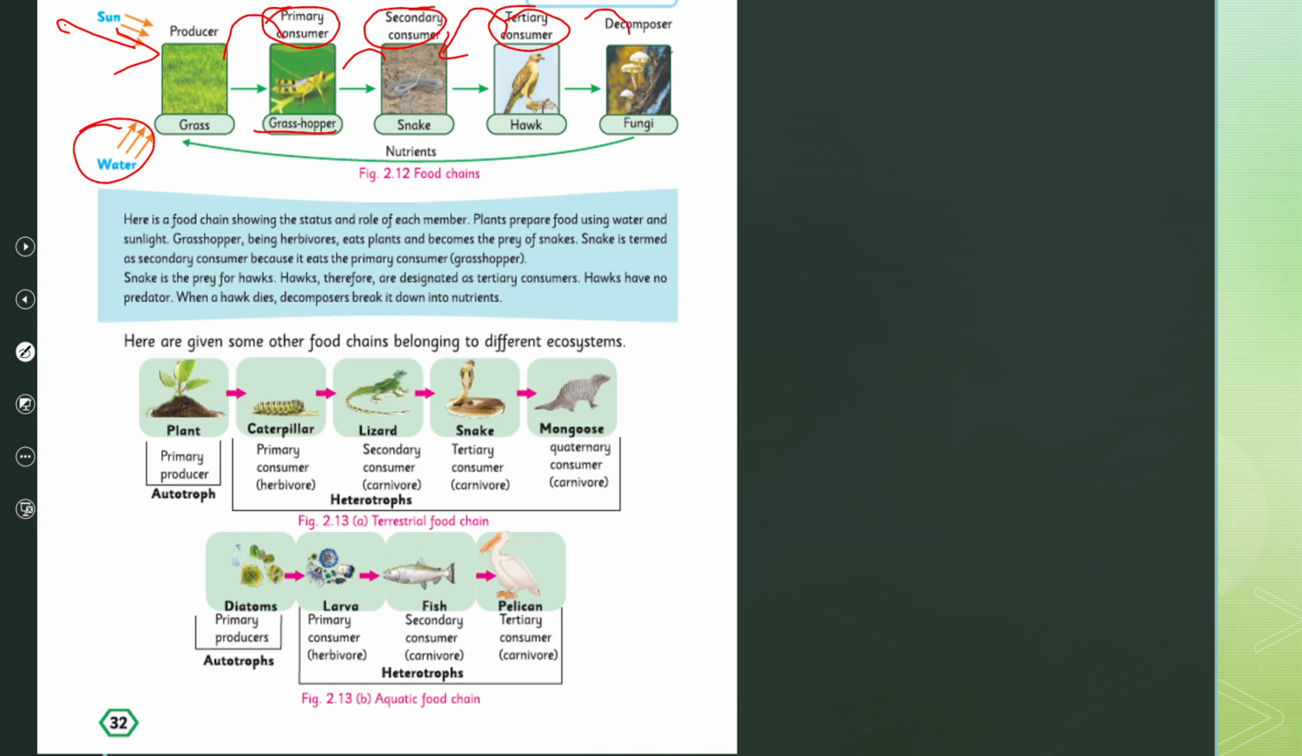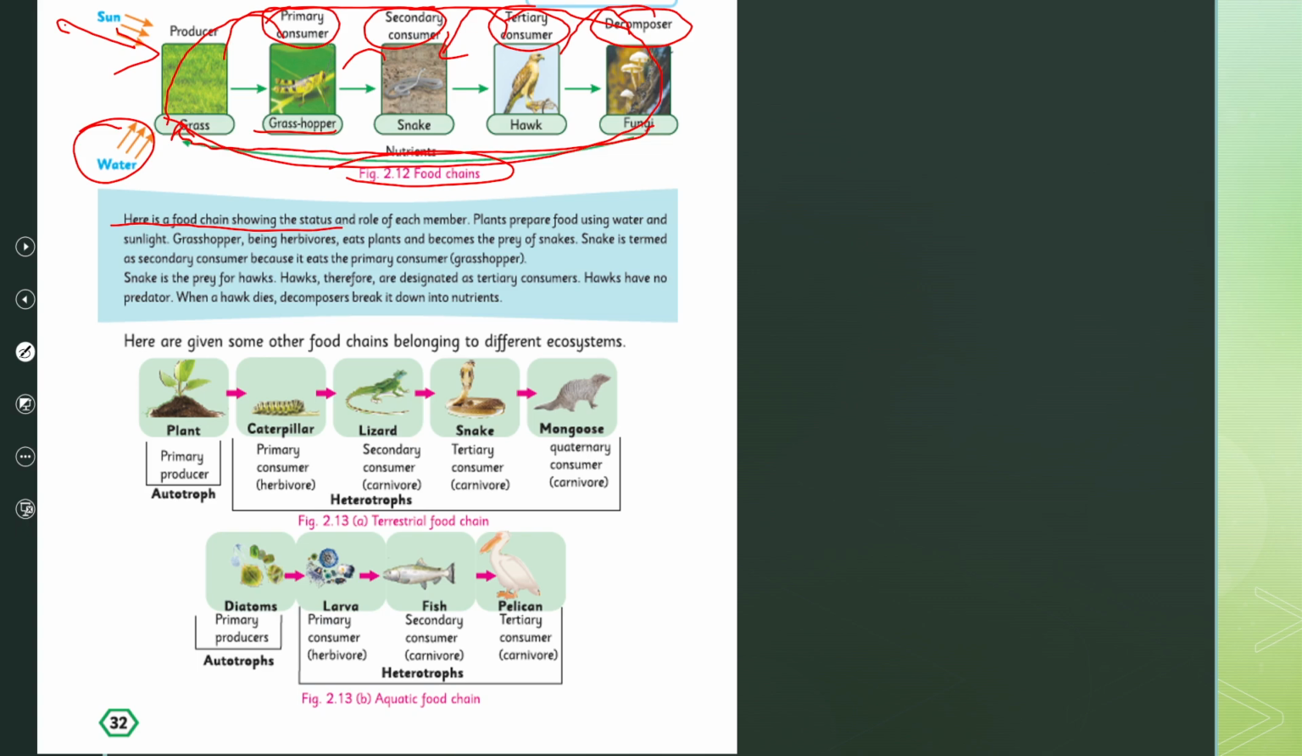Then comes the decomposers, which are the fungi. These decomposers feed on the dead plants and animals, and again they convert them into nutrients which become the part of the soil and again taken up by the producers. So this is how energy flow, you can see that it is continuous. This is how it becomes a food chain.